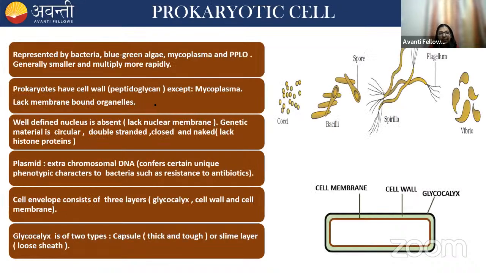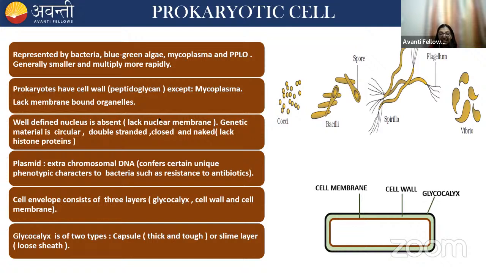Now let's discuss the prokaryotic cell. We know that there are two types of cells, prokaryotic cells and eukaryotic cells. Prokaryotic cells are generally simpler and they multiply more rapidly. Prokaryotic cells have a cell envelope, and the cell envelope consists of three layers. Number one is the glycocalyx. Glycocalyx could be a capsule or a slime layer. A capsule is thick and tough, so it cannot be easily washed off, whereas a slime layer is a loose sheath, so it can be easily washed off.